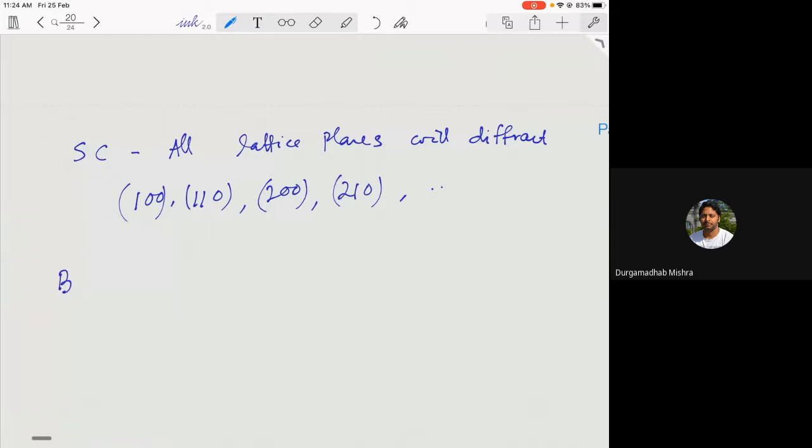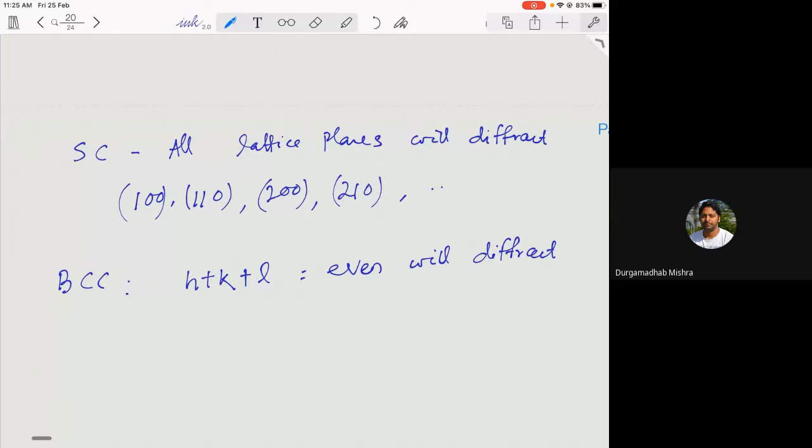But if you take a BCC lattice, only those planes for which H plus K plus L is even will produce a diffraction. Other planes, for other values of HKL, will exist, but there will be no constructive interference. You will never observe them. We'll not go into the calculation of that, but I just want to point it out, and you will see why I'm doing that.